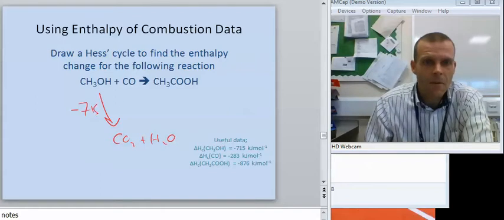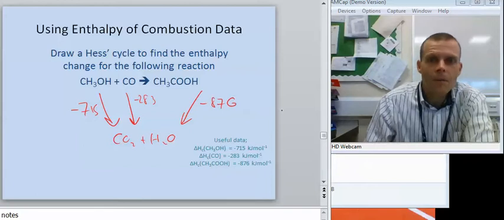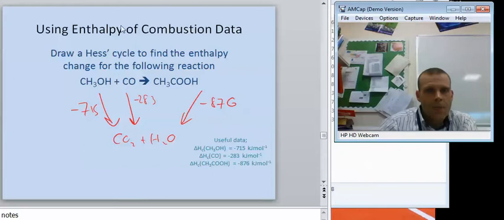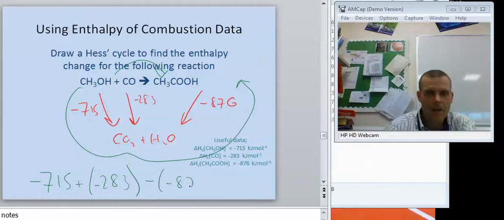So this is minus 715, my CO being combusted is minus 283, and this substance being combusted is minus 876. So, going this way is going to be the same as going this way. In other words, my enthalpy change is going with the arrow, 715 plus 283, and the opposite of this, so it becomes minus 876, and that's going to be my answer there.